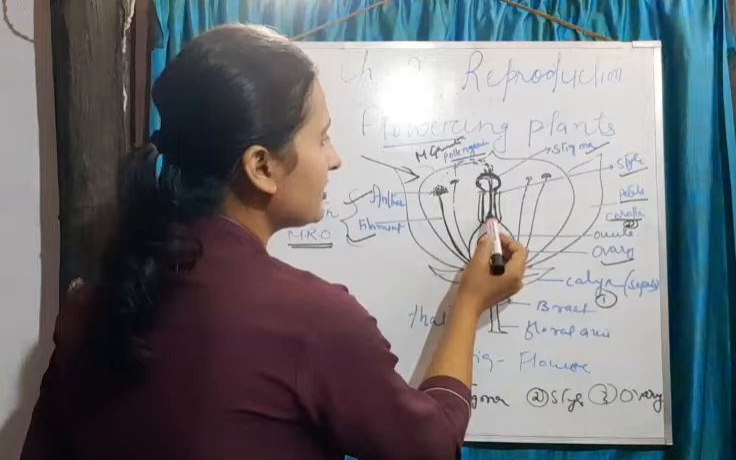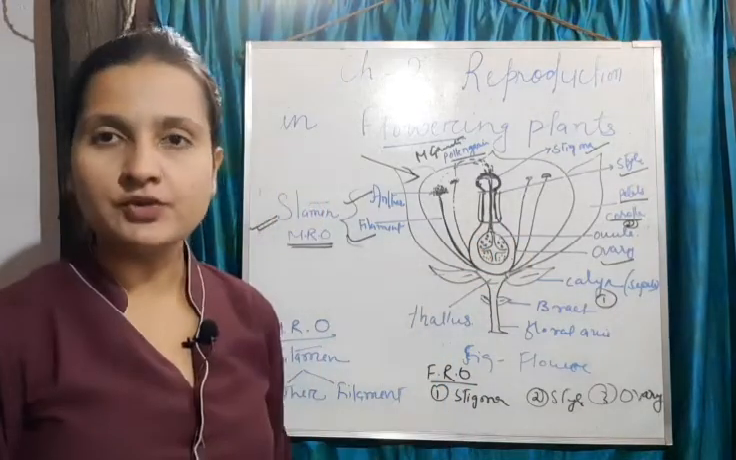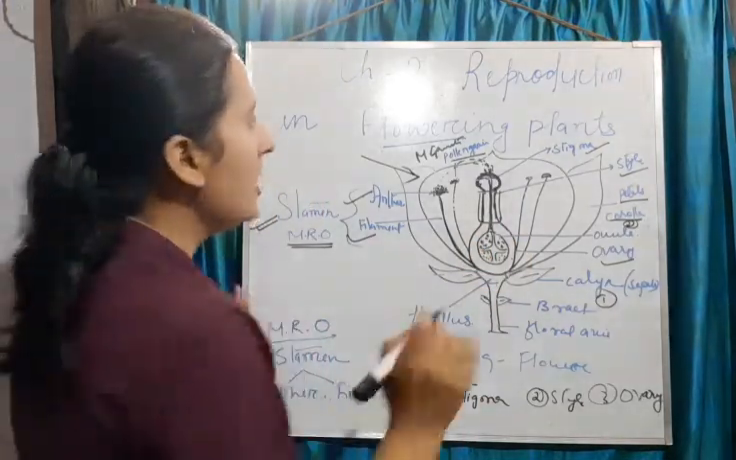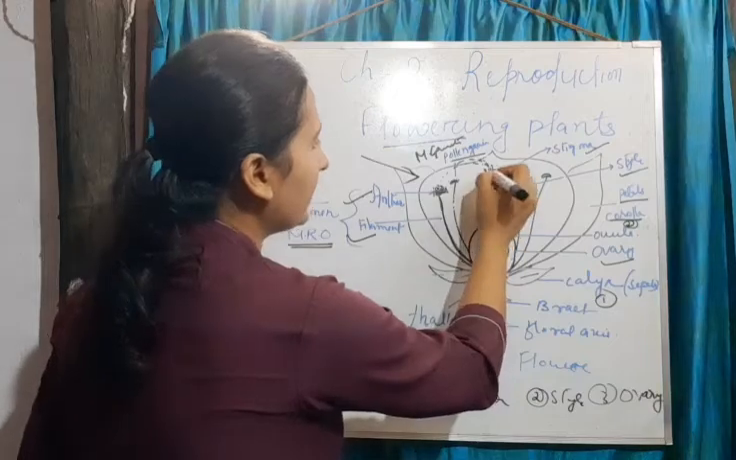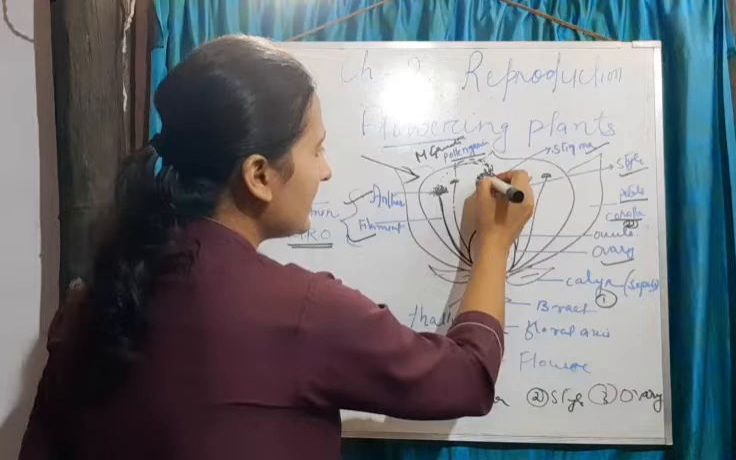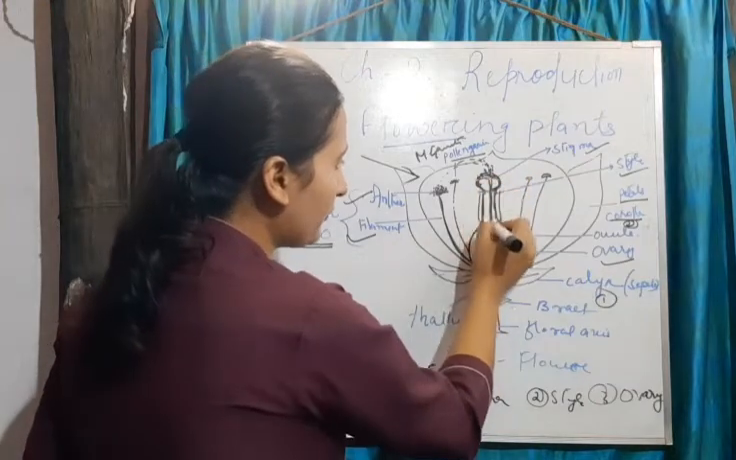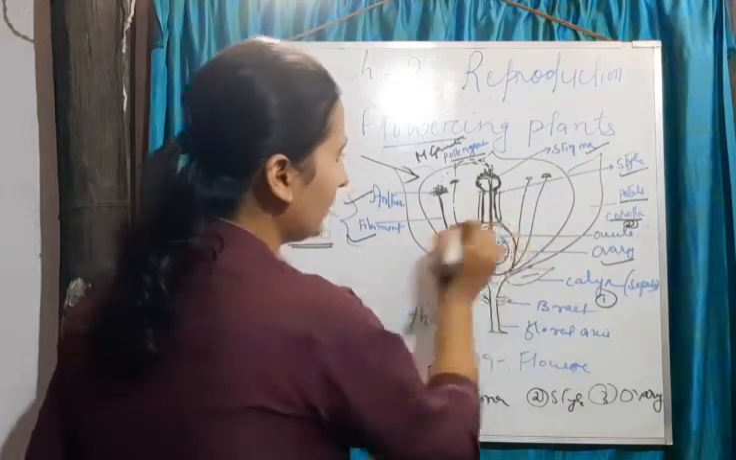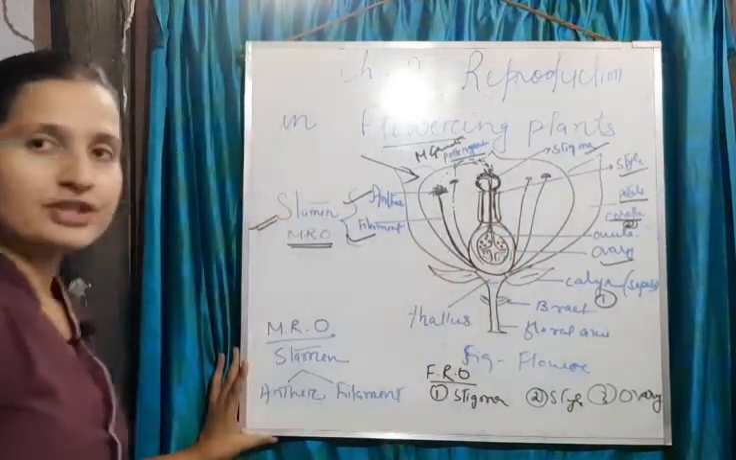Now, what is this tube-like structure called? This is called your pollen tube. And what does the pollen tube do? It carries the pollen grain. The pollen grain which comes and is received by this stigma is sent to the ovule. For fertilization, it is sent here to the ovary by the pollen tube, right?